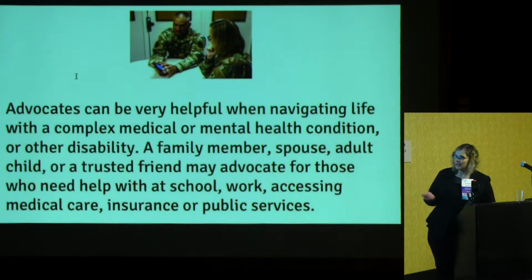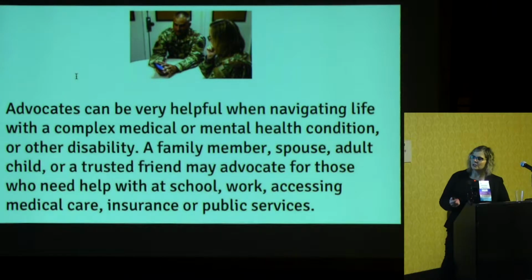Advocates can be extremely helpful in navigating this journey with complex mental health conditions or any type of disability. And they can be family members, spouses. They should always be an adult, but sometimes children of legal age can be a great advocate, especially those that have personal experience or any kind of training in the medical field, or if it's an educational advocate, any type of training in that background.